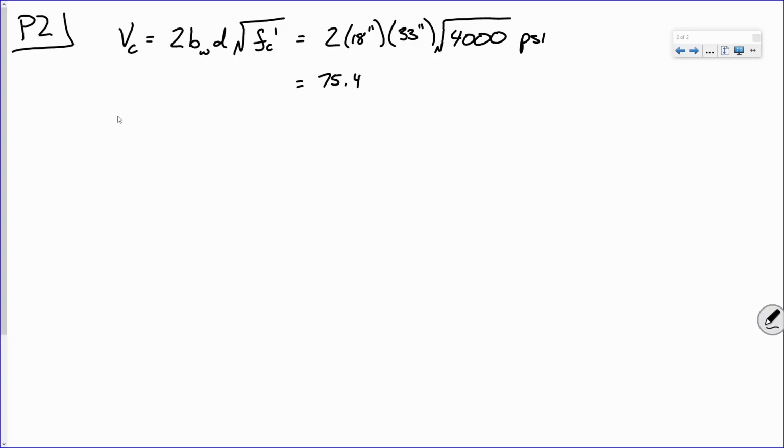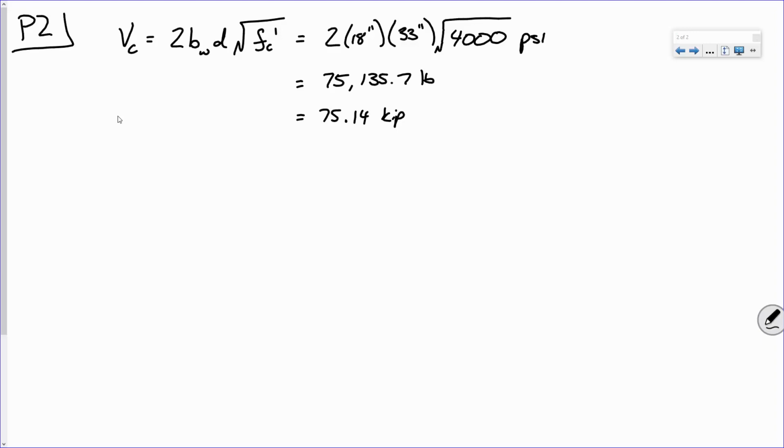75.4 what? Did you already divide by 1,000? You don't. So if you actually do the math, you get like 70. Let's carry it out. Pounds. So that's 75.14 kips. Right? I got everything written down right. Okay. All right. Now that's V sub C.